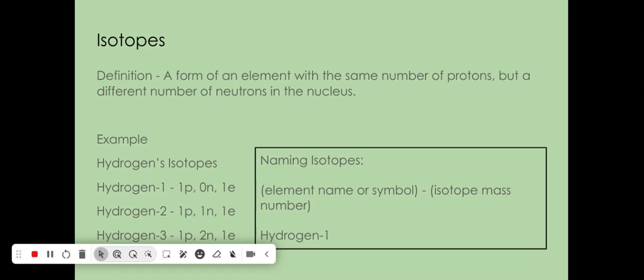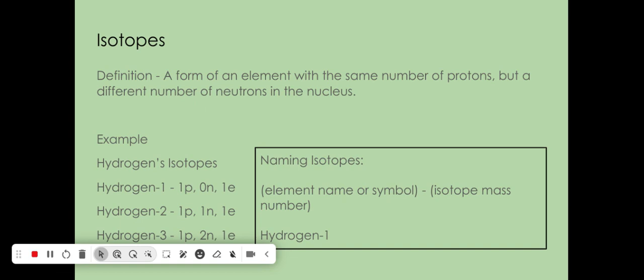Hydrogen 1, hydrogen 2, and hydrogen 3 are 3 examples. Hydrogen 1 has 1 proton, 0 neutrons, and 1 electron. Hydrogen 2 has 1 proton, 1 neutron, and 1 electron. Finally, hydrogen 3 has 1 proton, 2 neutrons, and 1 electron. The number of protons and electrons stays the same in each isotope, but the number of neutrons changes.